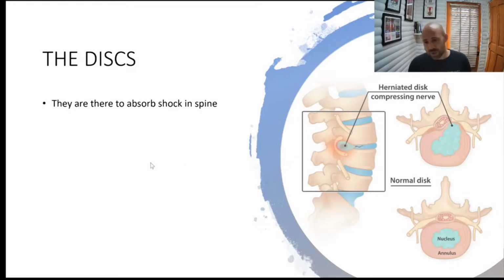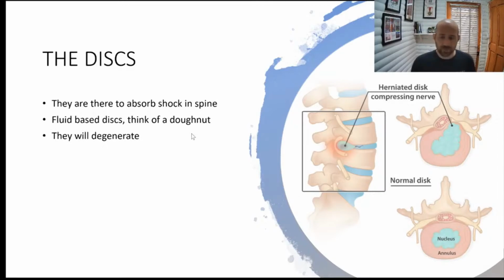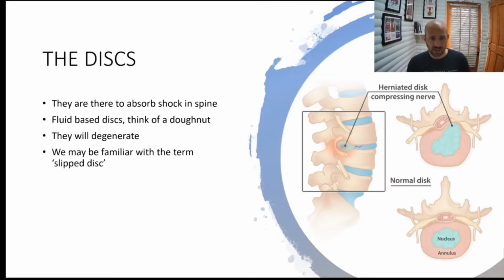So when we have this term slip disc, it's not technically correct because the disc doesn't actually slip out of place. What happens is it bulges, and then we can also have a herniated disc where the disc actually breaks and the fluid comes out into that space and impacts upon the nerve. Because of this fluid, over time the discs do degenerate. They do become dehydrated. That's quite typical.